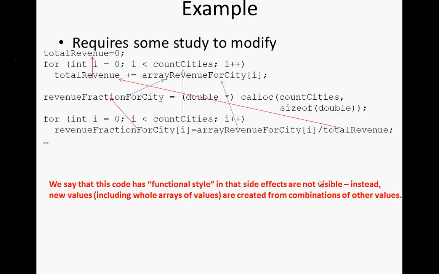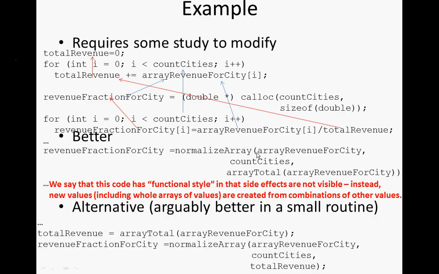And similarly, array revenue for cities is a value, it's an array, it's a pointer to an array. And this, in turn, returns a value, which is another array. It's a pointer to an array which has the results of this normalization. So the normalization depends on the total. And that's true up here. This normalization is depending on the total.